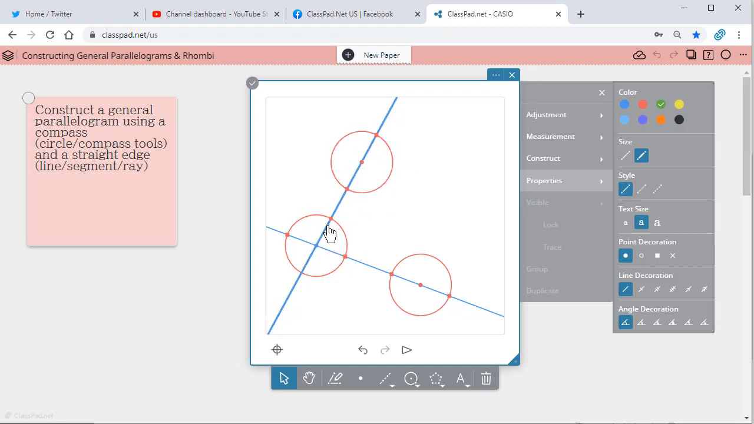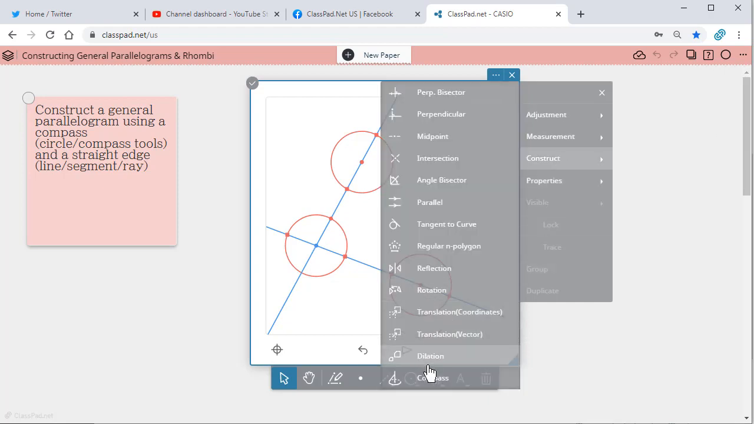So I need another compass opening, another radius that's congruent to the distance between these 2 points. So students would put their compass here, open it to this point that intersects the other side, and that would be then the circle that they draw here with this point up here as the center. So let's get our compass tool here.